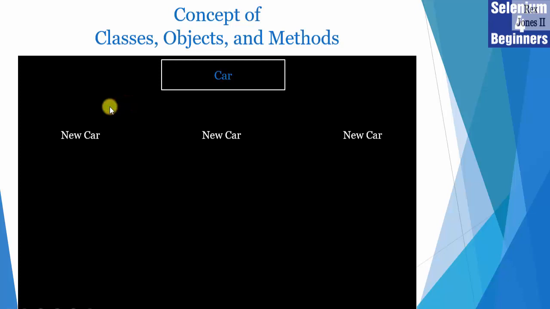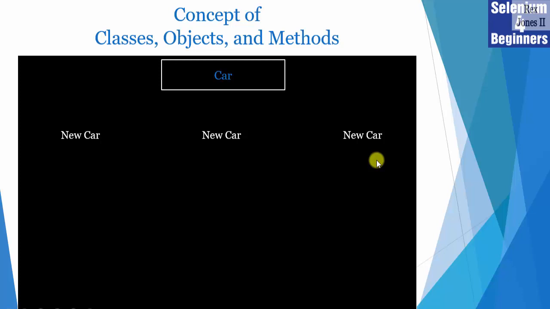We have 3 new car objects. Each of these new cars is a template of the car class. That means objects have the same attributes as their class. In Java, we call those attributes members. A member can be a variable or method.